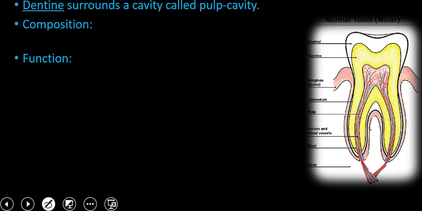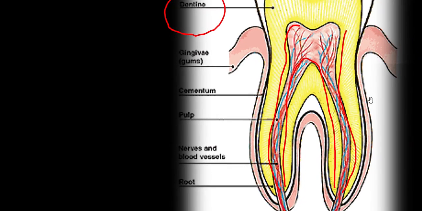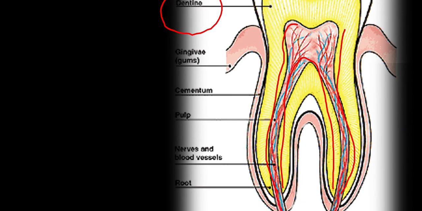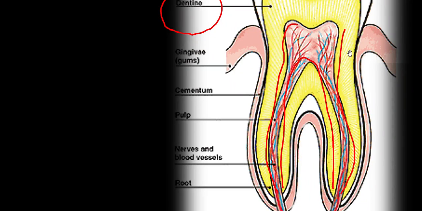Now dentin surrounds the cavity that is called the pulp cavity. So you see here the part present inside the yellow region; the yellow region is called dentin, that is the dentin layer. This outer layer is enamel, which is only present in the crown region, but the entire tooth is made up of dentin. So whatever the yellow part is, it represents the dentin region.